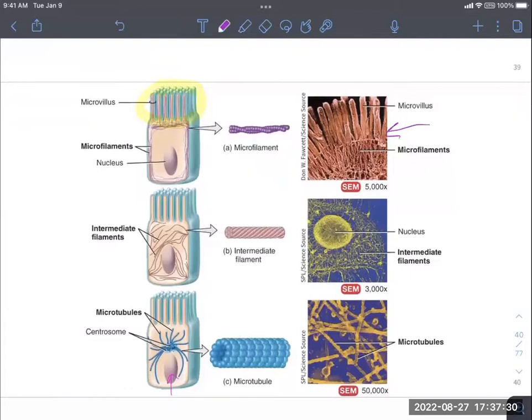We have our intermediate filaments. You can see they're a little bit bigger. They're interspersed throughout the cell body here. And they're protecting, they're around that nucleus. We also have our microtubules. So you can see they're bigger, they're thicker, they're hollow tubes. They come out from the centrosome here, which is where they're being created. And they're around again and protecting this nucleus.